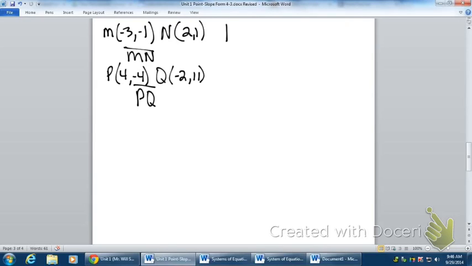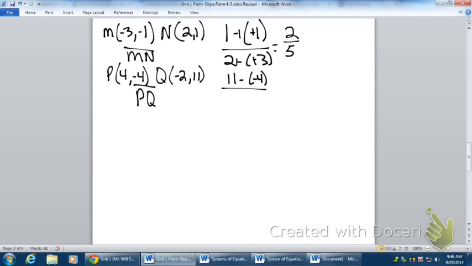So I'm going to do 1 minus a negative 1, and I'm going to do 2 minus a negative 3. Two negatives make a positive, that gives me 2. Two negatives make a positive, that gives me 5. Now for PQ, let's do 11 minus a negative 4, and let's do negative 2 minus 4. All I'm doing is figuring out the slope of these lines. Two negatives make a positive, that gives me negative 6.